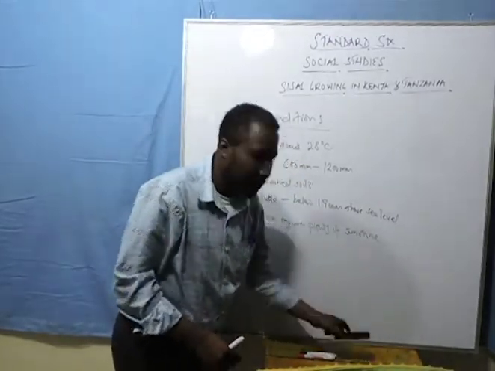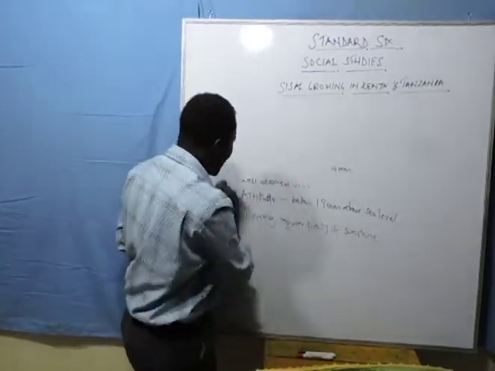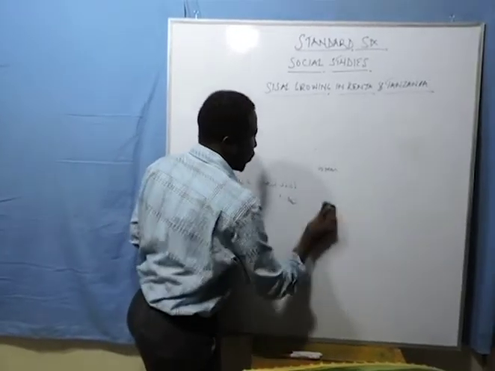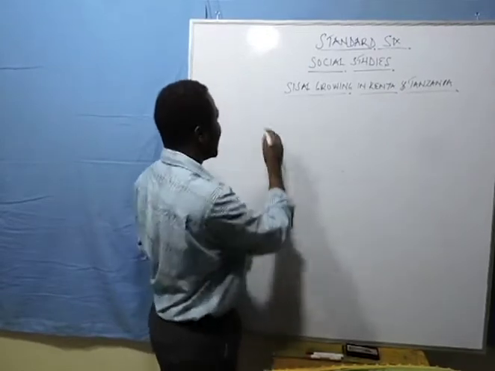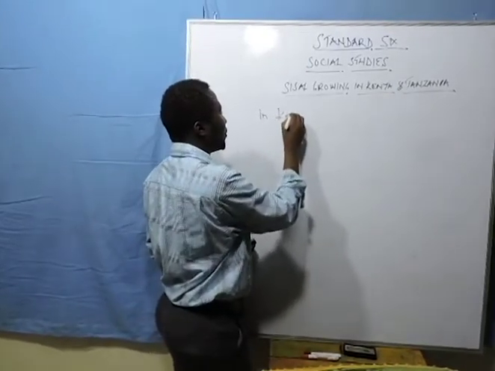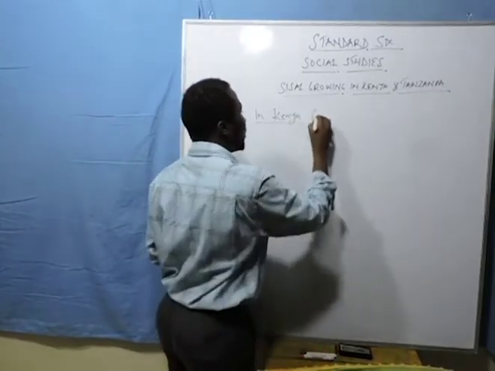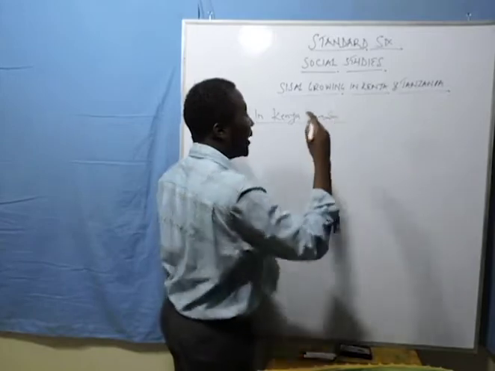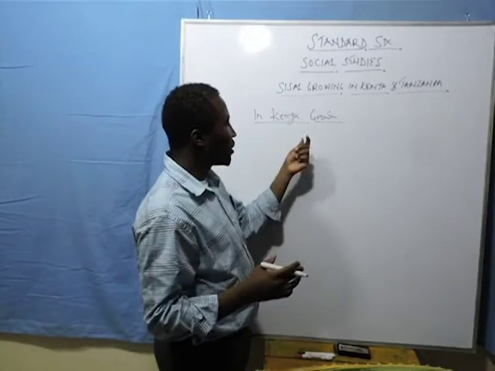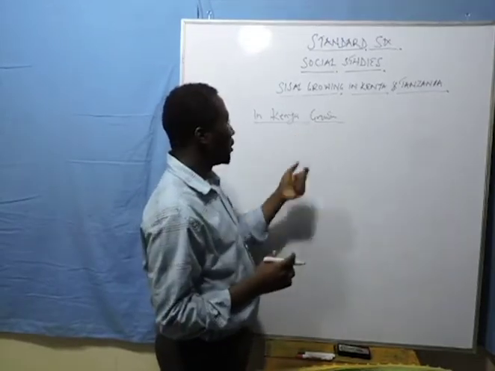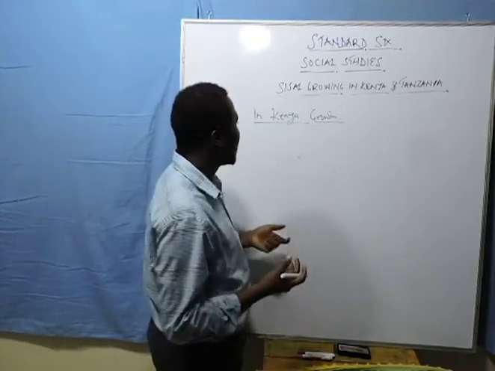Now, we look at the areas. Let us look at the areas where it's grown in Kenya. Where is it grown? This one requires areas of hot, generally, I wouldn't say very hot, but I would say warm temperature. For example, in areas of coastal regions, the coastal regions could be grown there.